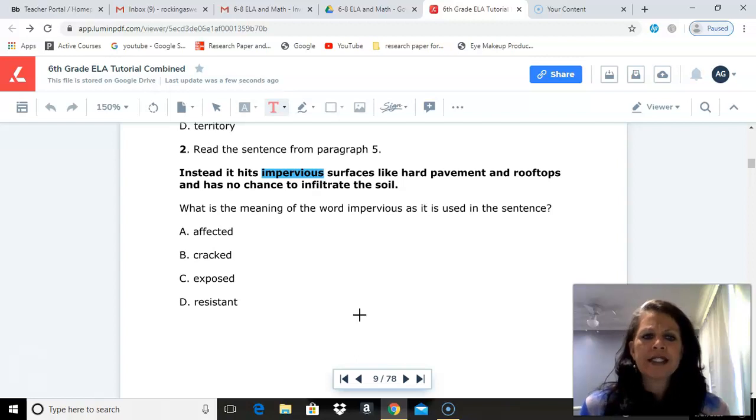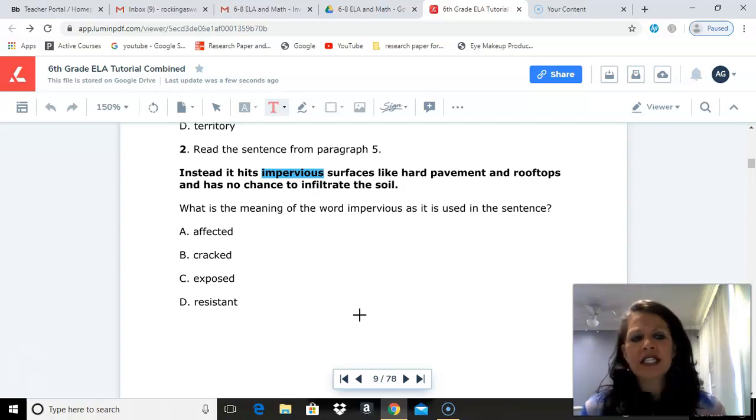So the sentence states, "Instead, it hits impervious surfaces like hard pavement and rooftops and has no chance to infiltrate the soil." So your question is asking you, what is the meaning of the word impervious as it's used in the sentence? So I would go back and I would reread that sentence again, but there again, if you have the text, make sure you're reading the title of the story, you're thinking about what is the whole text about, and then the paragraph from which this sentence comes from. So think about it as a whole before you try to pick your or select your answer.